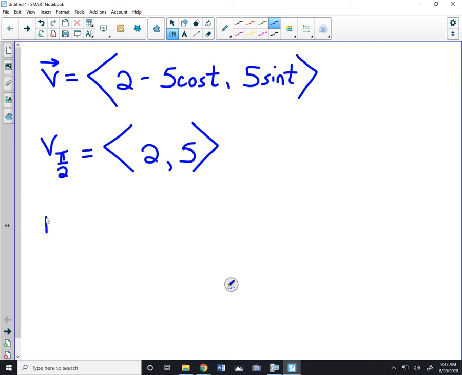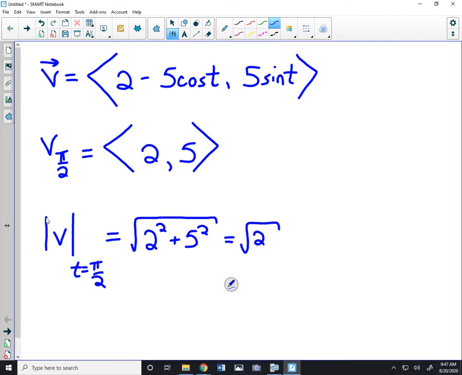So we said before, if I want the magnitude of the velocity at t equals pi over 2, then that is going to be the Pythagorean theorem with the 2 squared and the 5 squared and the square root. And that's a square root of 29, and that's about 5.4. I don't want to write 3 decimal places. We don't need them.